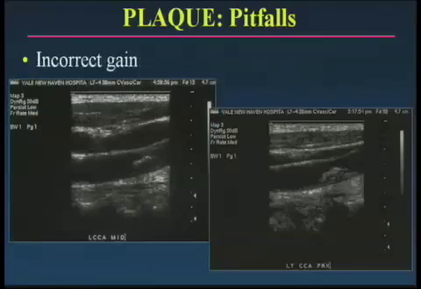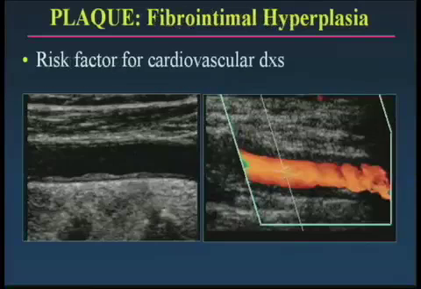So remember when you evaluate plaque to use grayscale and color as well as longitudinal and confirm with the transverse images. Incorrect gain is also a problem, and if the gain is too low, it will make the plaque artificially look hypoechoic, and you can overcall this vulnerable or plaque that you think has a worse prognosis. So make sure your gain settings are right, remembering if they're too low, you're going to think all the plaque looks hypoechoic and therefore more worrisome.